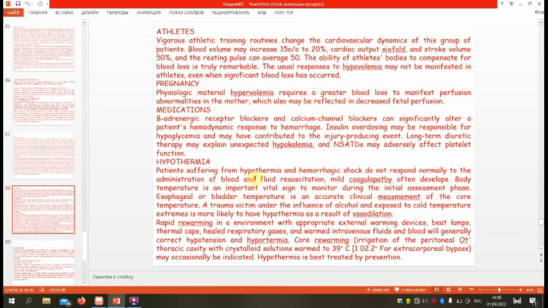Pregnancy. Physiological maternal hypovolemia requires great blood loss to manifest perfusion abnormalities in the mother, which also may be reflected in decreased fetal perfusion. Medications. Beta-adrenergic receptor blockers and calcium channel blockers can significantly alter a patient's hemodynamic response to hemorrhage. Insulin overdosing may be responsible for hypoglycemia and may have contributed to the injury-producing event. Long-term diuretic therapy may explain unexpected hypokalemia, and NSAIDs may adversely affect platelet function.